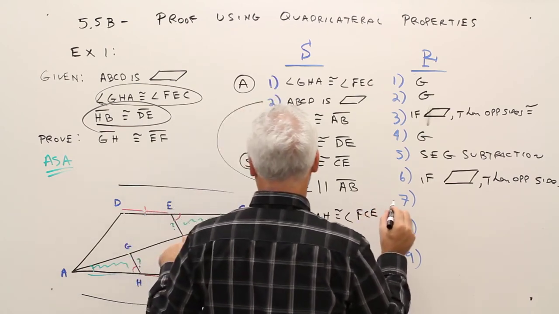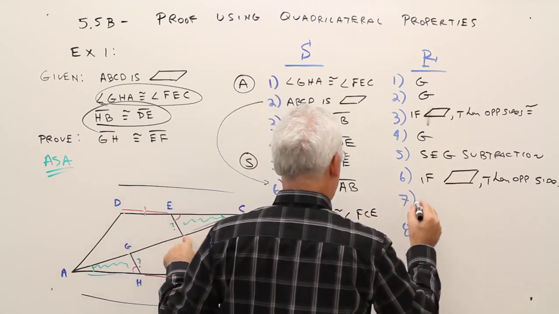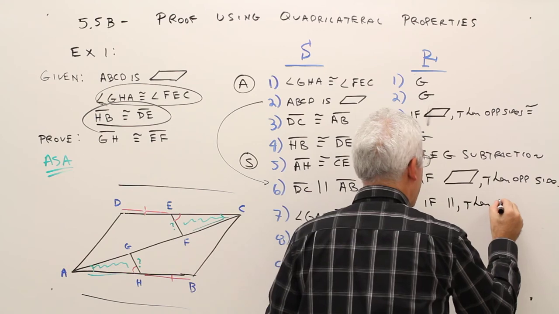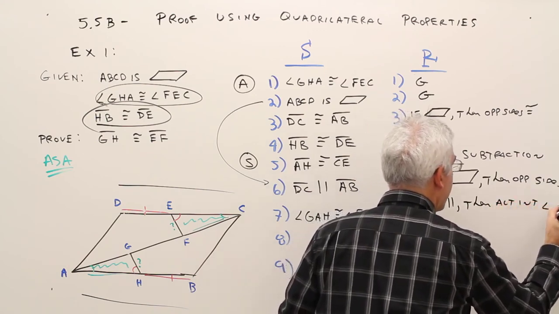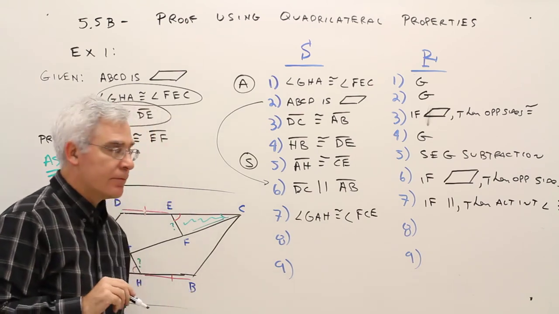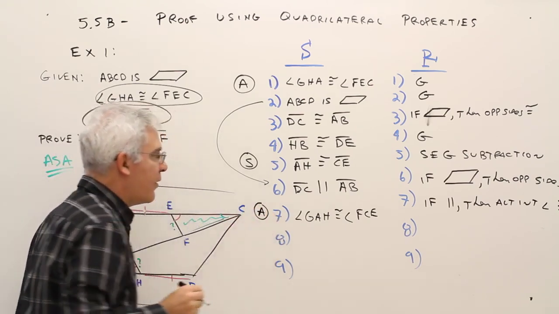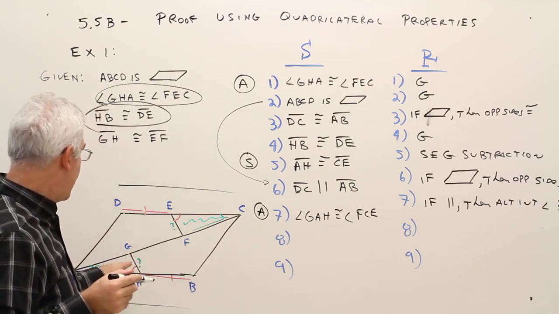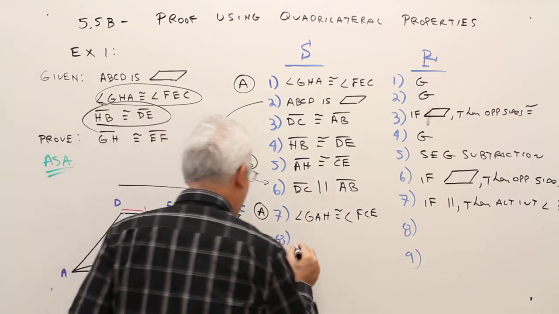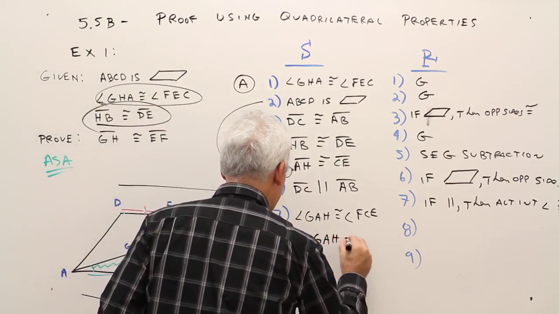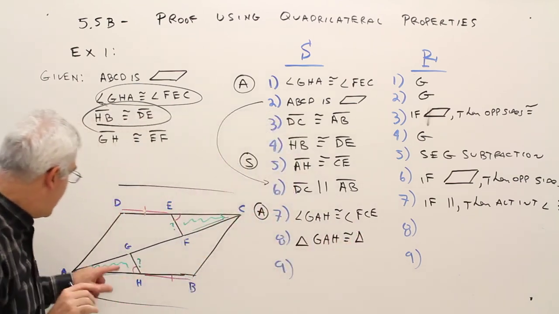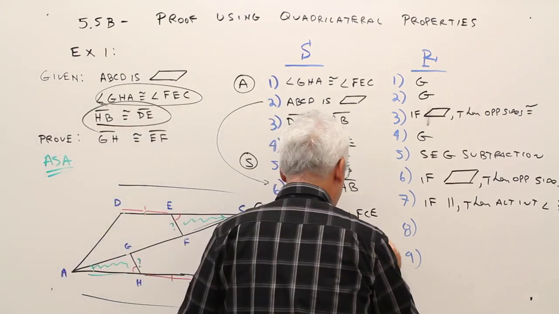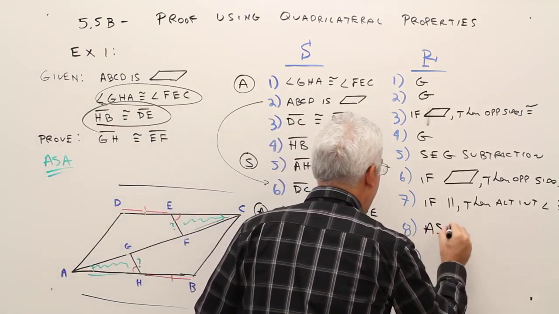And I'll say if parallel, then alternate interior angles congruent. Okay, so that was the other angle. So now I've got triangles, and I got parts. I'll just label the triangles in the same way here. So I'll go triangle GAH is congruent. I gotta be careful. G to A, that would be F to C, so I was correct. Triangle FCE by angle side angle.